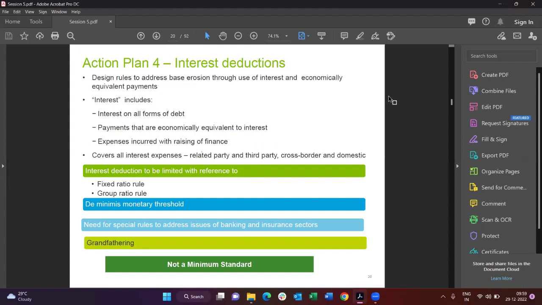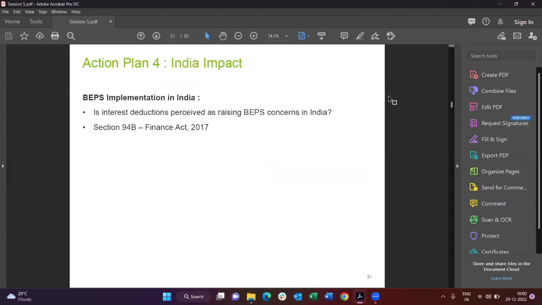What was the group ratio? Maybe based on the debt among the parties, group, they might have. So the fixed ratio was based on EBIT and the group ratio was based on some other measures. So when the question was raised whether interest deductions were perceived as raising BEPS concern in India, it was actually no according to the experts. But the Indian government, however, introduced Section 94B, and we also have a subsequent clause in tax audit which disallows the expenses under this section if it exceeds 30%.